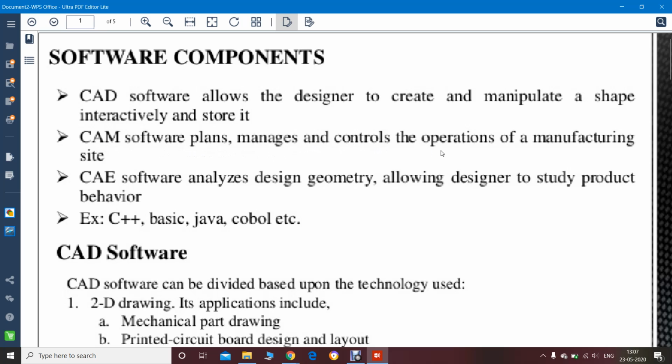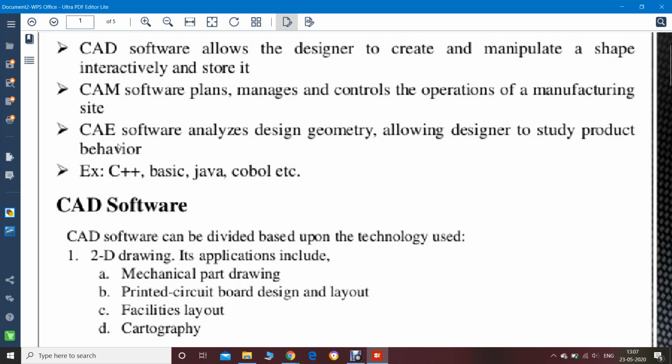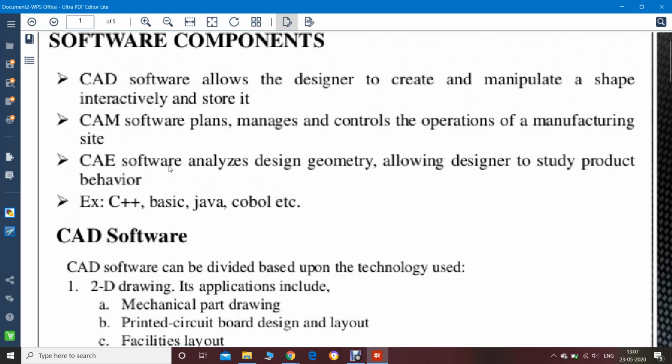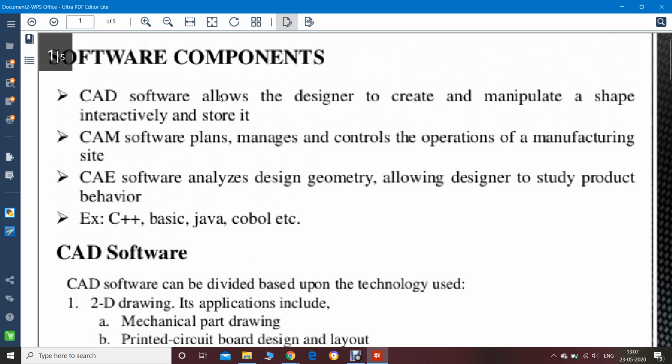which manages and controls the operations of a manufacturing site, and CAE, computer aided engineering software, analyzes design geometry, allowing the designer to study product behavior. For example, there is software for the components of CAD like C++, Basic, Java, and COBOL etc.